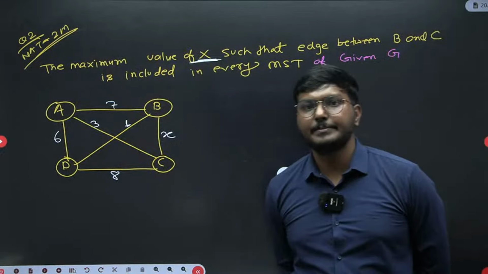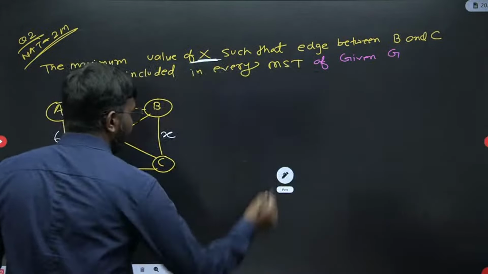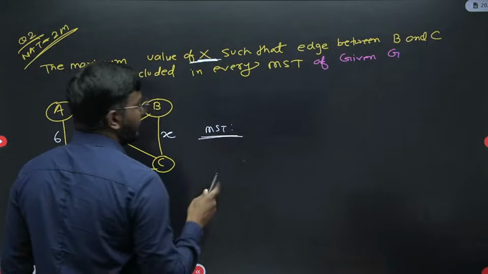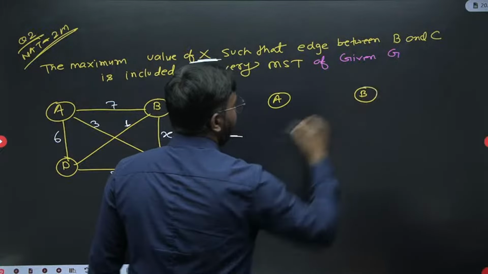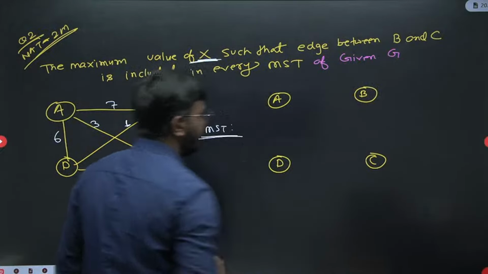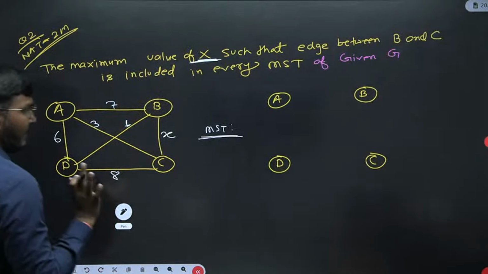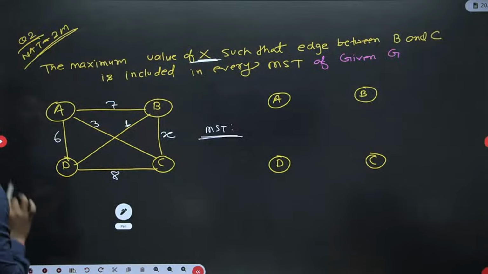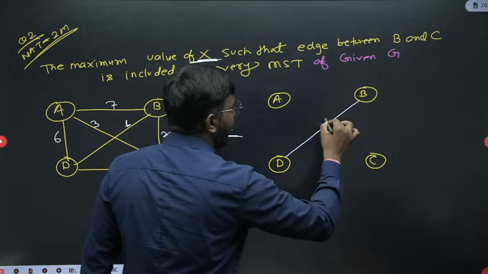Getting my point now? Simply apply the Kruskal method. Find the cycle. See, start with the MST creation here. So we will have A, B, C, and D. Fine. Now, asking for the maximum value, definitely I can say that this edge from B to D will be in every MST. Why? It has the minimum value. So B and D will be in every MST.